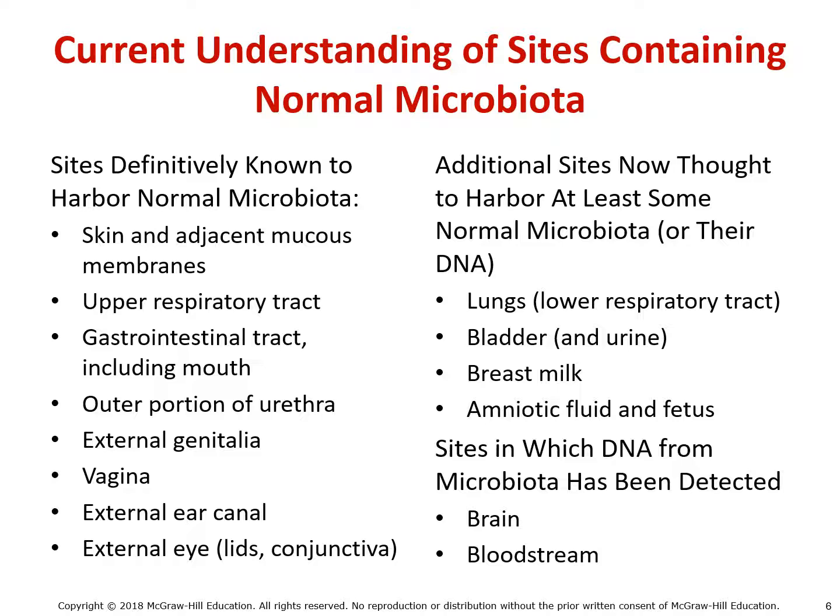Some other things where we're thinking we have a lot more biota include things like the lungs. For a long time we thought the deepest parts of the lungs didn't have a lot of bacteria routinely living in there, but we're starting to think that there's some. Again, the bladder, breast milk, amniotic fluid in the fetus. Again, we thought traditionally these things were very sterile.